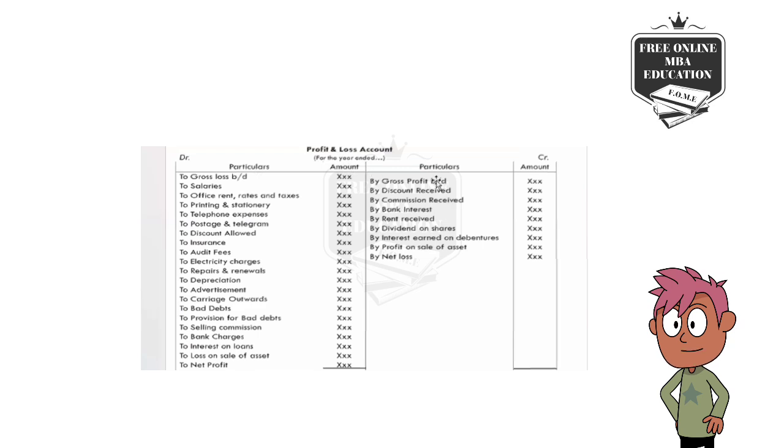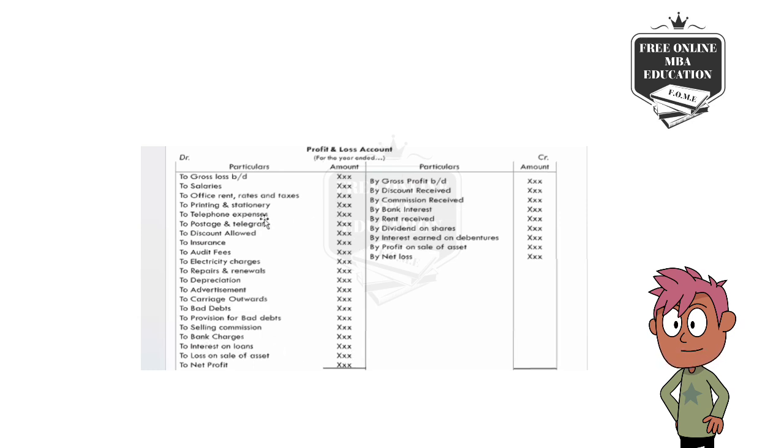Now, whatever items we receive, say for example, we received discount, we received commission, we received bank interest. We pay interest also on loan, and we get interest on deposits. So bank interest, rent received, dividend on shares, interest earned on debentures, profit on sale of asset, all those items would appear at the credit side. All the expenditures would be there at the debit side.